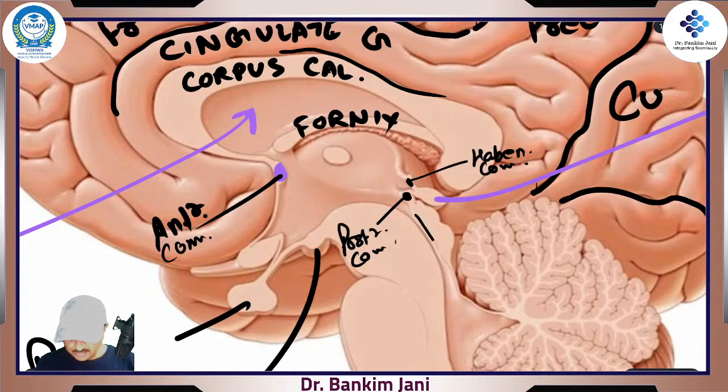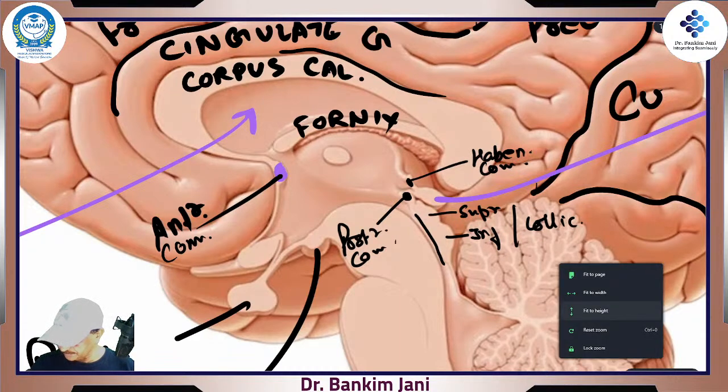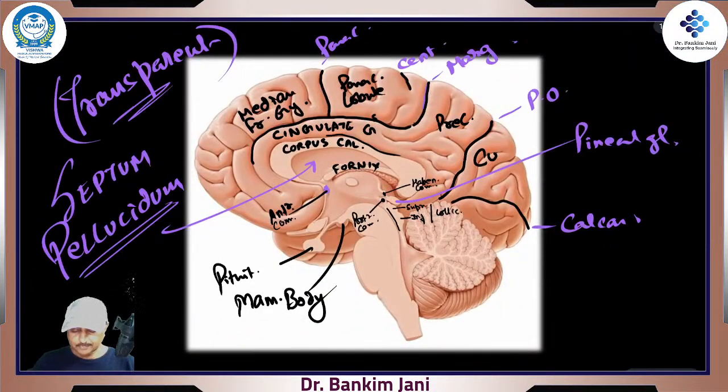And this is the quadrigeminal plate. This would be the superior colliculus. This one will be the inferior colliculus, right? Inferior colliculus. Zoom, right? And what is left out? This portion, that is the optic chiasma. Optic chiasma.